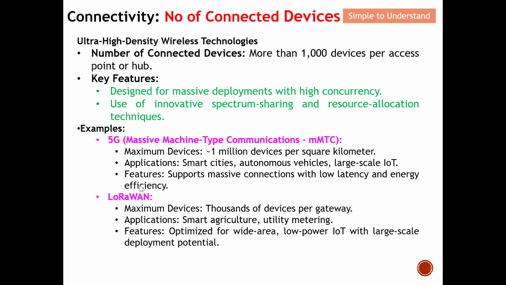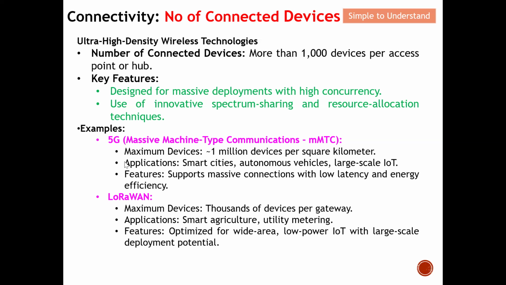The last one for ultra high density will be LoRa. Recently LoRa gained quite a fair share of market share. I believe that once MMTC become mainstream, then LoRa market share will start to fall. But currently, you can see that LoRa market share start to pick up. The maximum device will be thousands of device per gateway. LoRa is actually suitable for smart agriculture and for utility metering also. For the key feature, they are actually optimized for wide area and also for low power IoT with large scale deployment potential. But we are going to anticipate large latency for LoRa form of communication here.